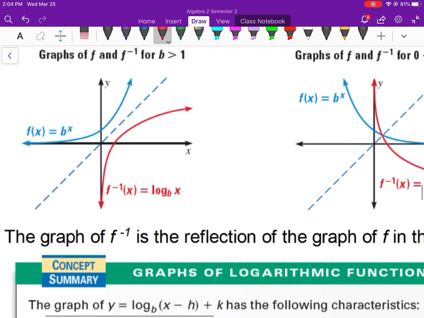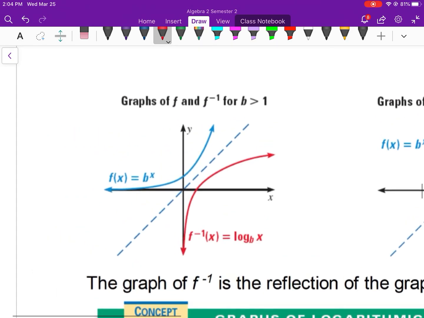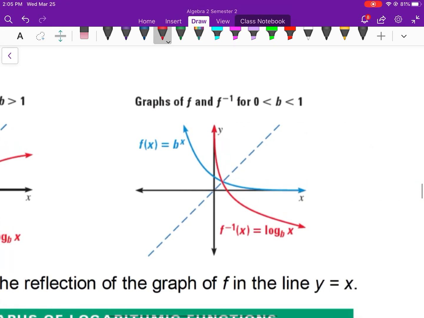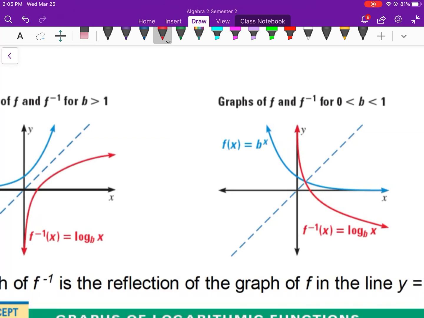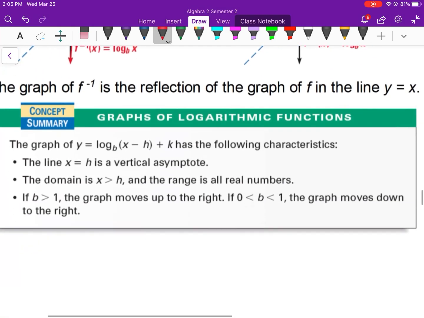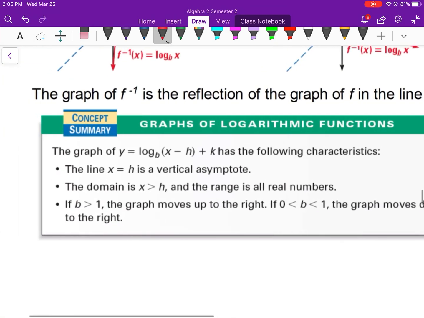Okay, graphing logarithmic functions now. Again, we've done the blue. We've done exponential growth and decay. Here we have exponential growth. And since logarithms are the inverses of exponents, if you remember, the graphs of inverses are always reflected over the line y equals x. So the red is what our logarithmic functions are going to look like.